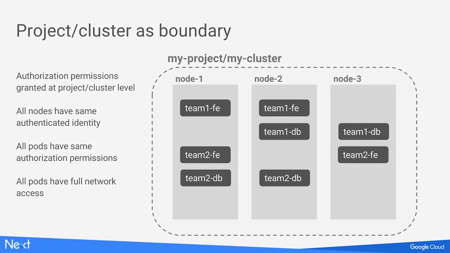So what single tenant looks like is you have your entire cluster as the boundary. Team 1 and Team 2, you trust to be on the same cluster, so you put them there. Otherwise, you'd have a new cluster for whoever that is. And so you have their front-end apps and their databases running on the same cluster as each other. All the nodes have the same authenticated identity. All pods have the same authorization permissions. And all pods have network access.